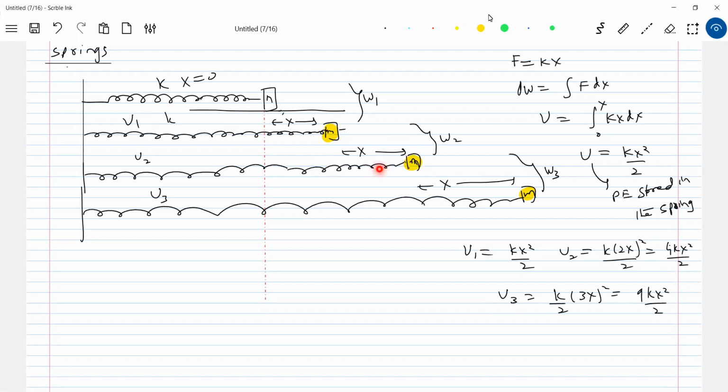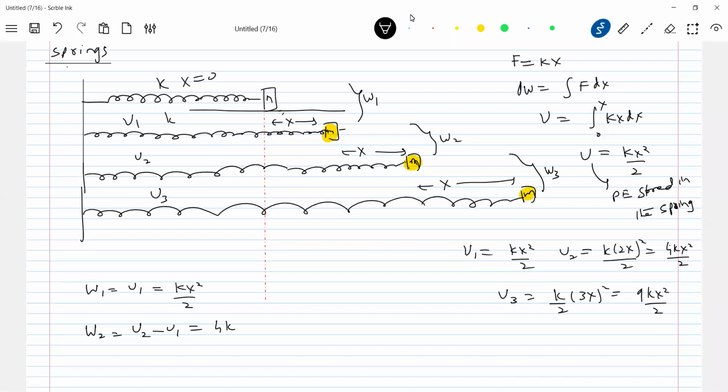Now how to calculate this W1, W2, W3? So what is W1? W1 should be equal to U1. So this should be equal to how much? Kx square by 2. What is W2? Already it had U1. Then I did work and it has become U2. Is that okay? The difference of these energies is what? That is W2. So W2 should be equal to U2 minus U1.